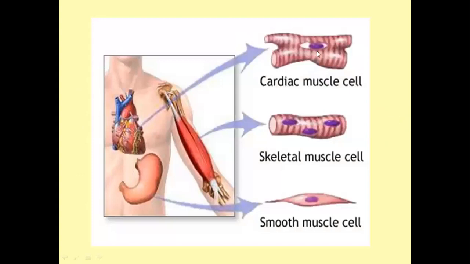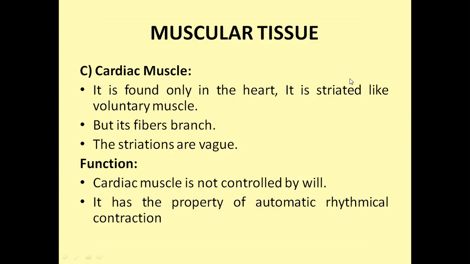Coming to cardiac muscle, this is present in the heart, and the fibers are branched. Whenever this muscle contracts, it makes the whole group of muscles contract, so the contraction occurs in a wave-like pattern. Cardiac muscle is striated like voluntary muscles, but its fibers are branched and these striations are vague. Cardiac muscle is not controlled by will. It has the property of autonomic rhythmic contraction.